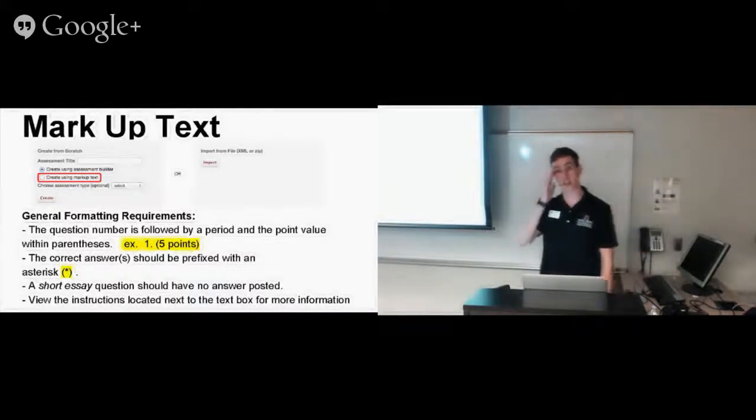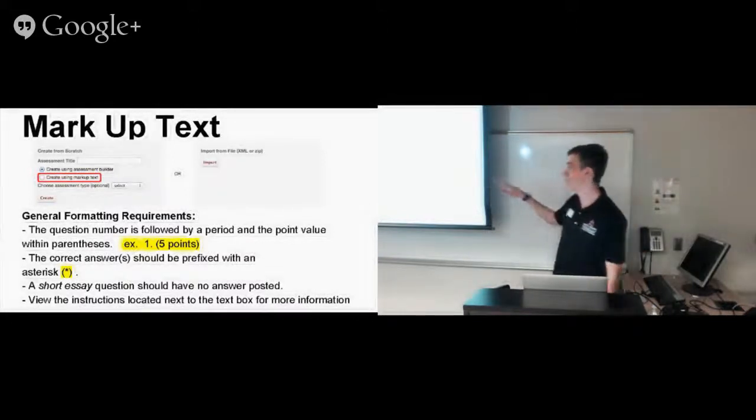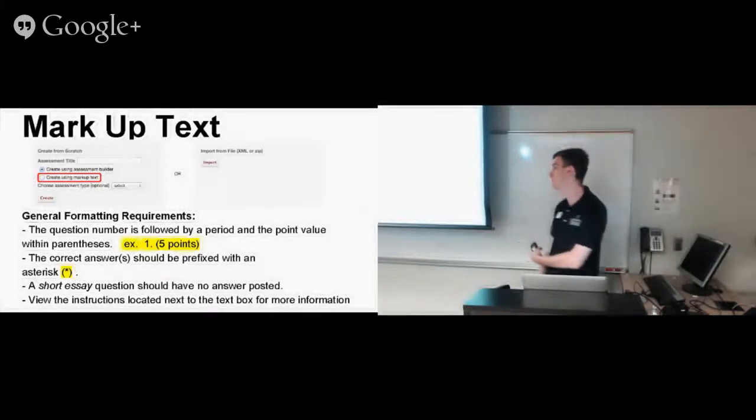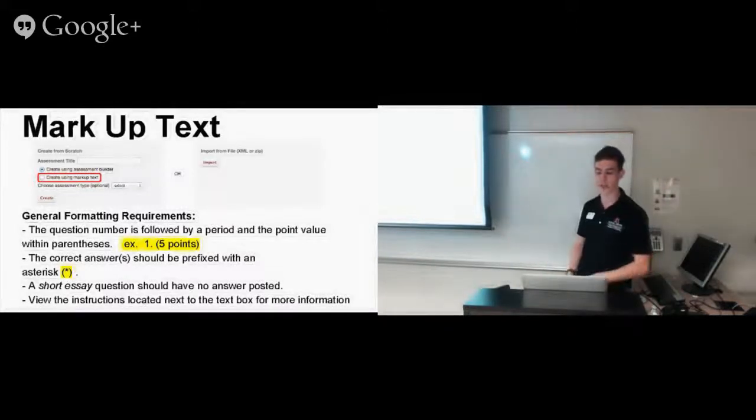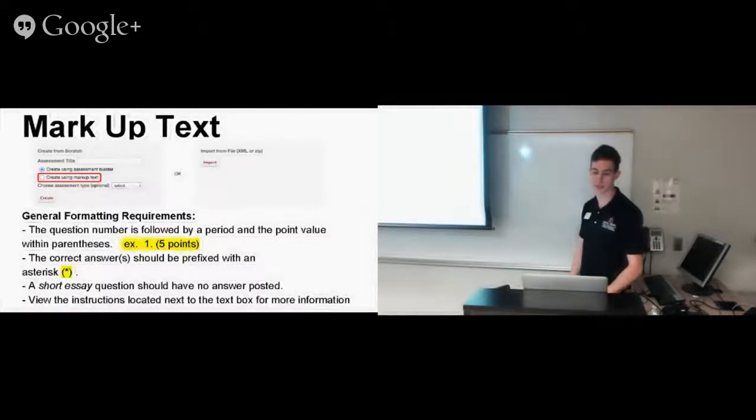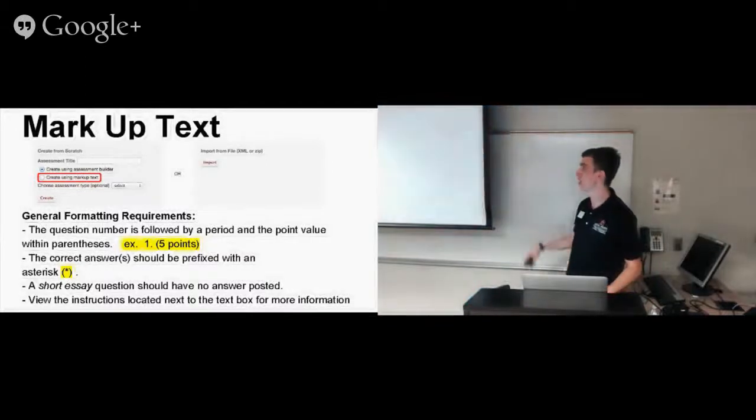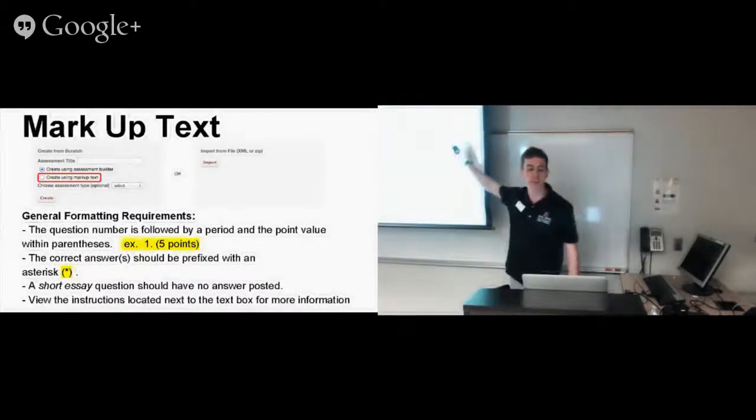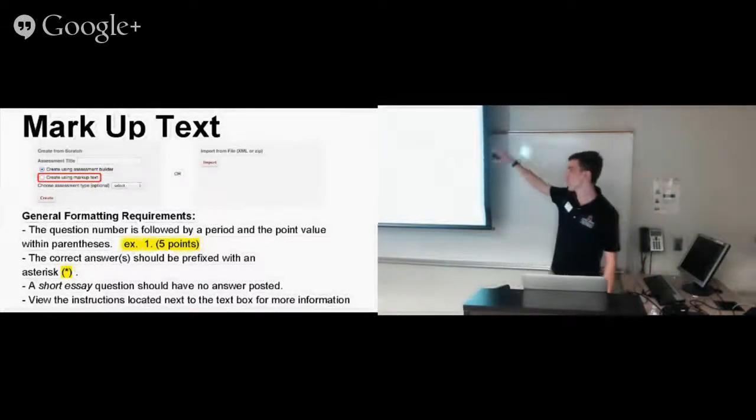For a short essay question, you follow the first bullet: putting the question number, the period, the point value, and then leaving the question blank after that. In Sakai, it gives that to you. It shows you where to be. It gives you examples over here on the side. You can click the type of question you might be looking to input.